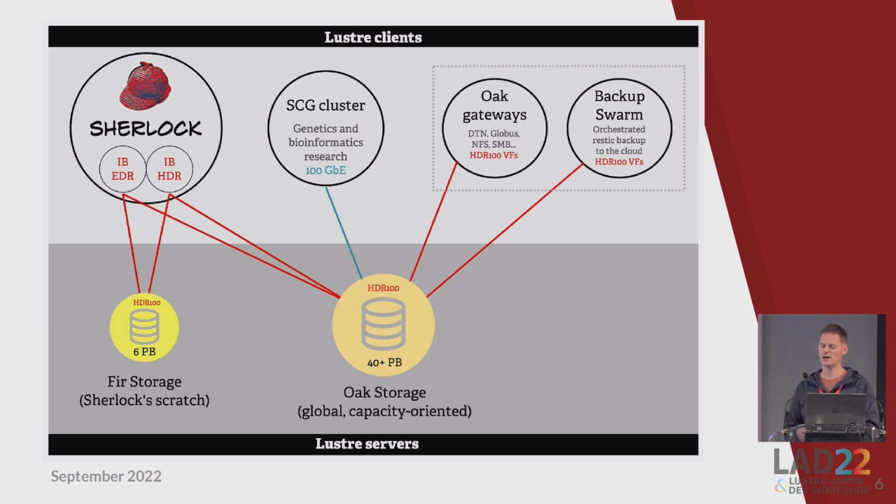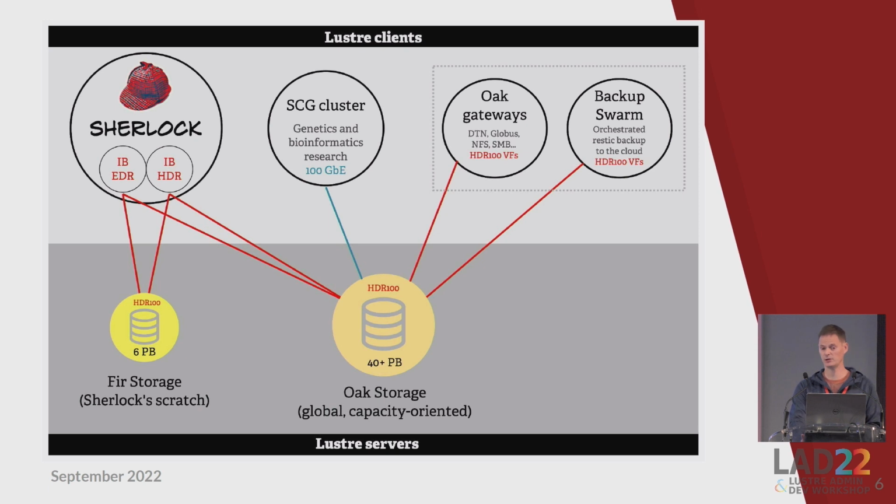And we also have a backup swarm. So we have a pool of nodes managed by Docker Swarm to back up Oak to the cloud. It's not the default. You have to have a cloud account. And so some researchers have cloud credits, or sometimes they are scientifically obligated to back up their data to a remote area. In that case, we help them and we orchestrate the REST backup to the cloud. So clients at the top and servers at the bottom, Fir and Oak.